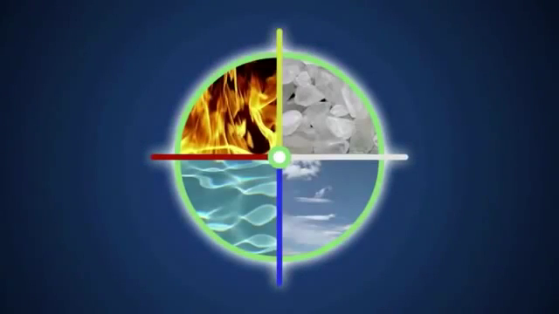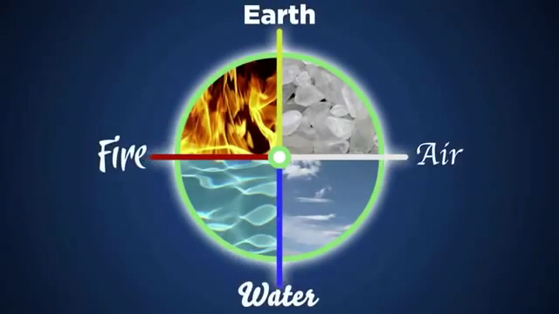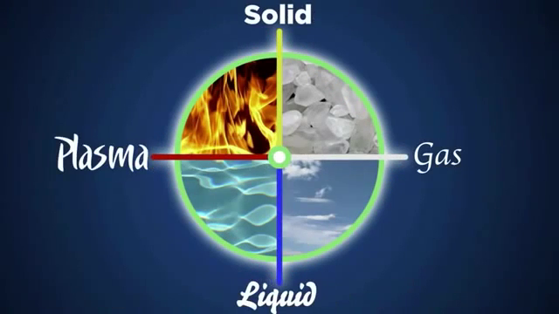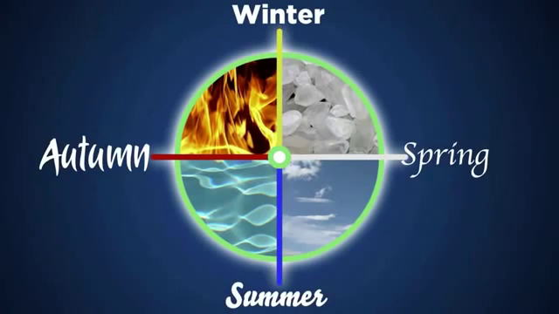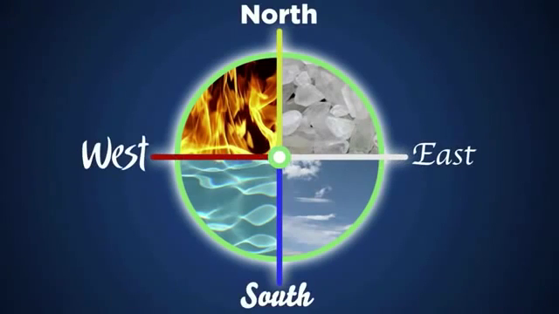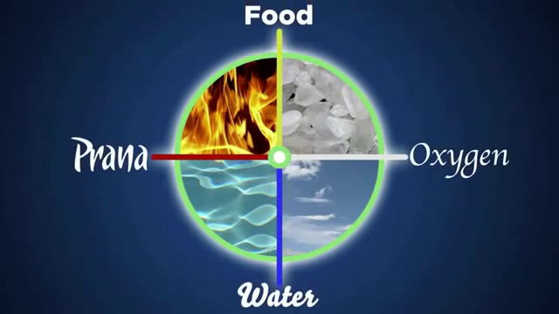We know the four elements: earth, air, water, and fire. It's the geometry of a square. We have this prevalent system of four all over our world. We have four states of matter: solid, liquid, gas, and plasma. We have four seasons: winter is earth, spring is air, summer is water, and autumn is fire. We have four directions. We have four ways of taking in energy: food, water, oxygen, and prana.